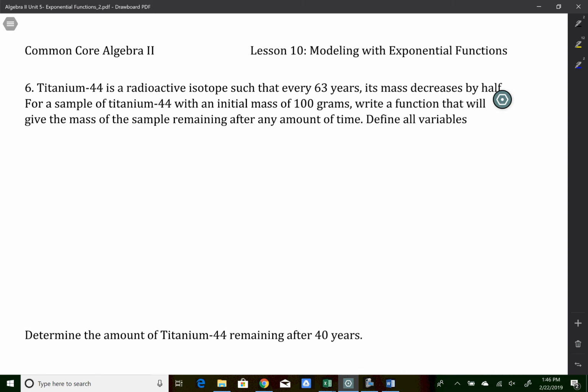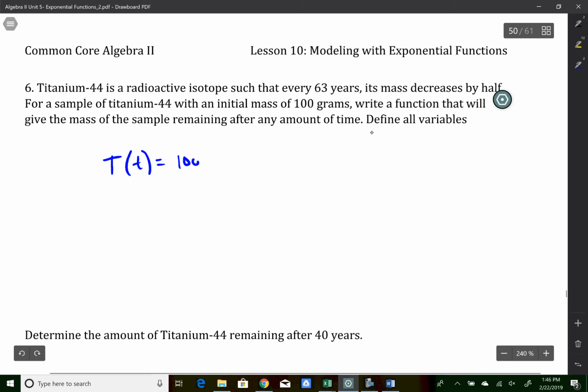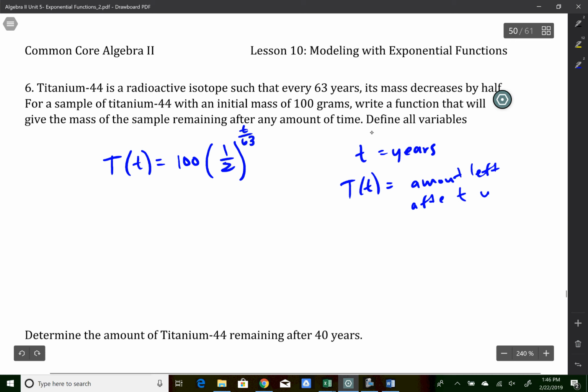So it says for a sample of this, there's 100 grams left, write a function that defines this amount. So I could say titanium of T, we have 100 grams. It's a half-life, so 1/2 is the base of the exponent, and it's the amount of time over 63 years. So we know t is years. We know Ti of t is the amount left after t years. Those are only 2 variables.